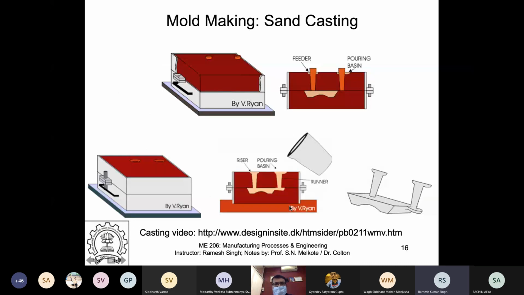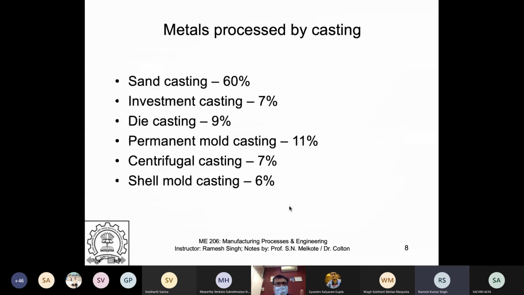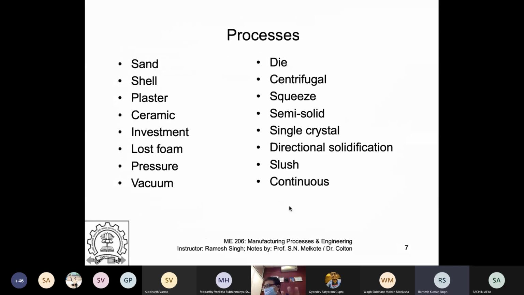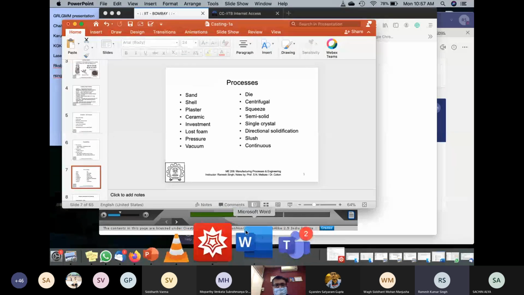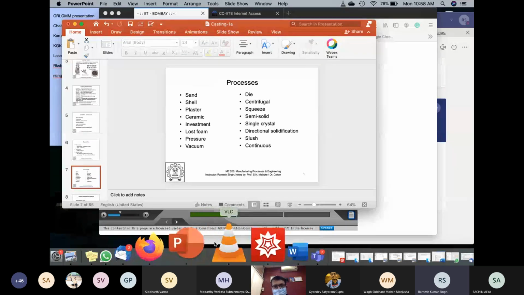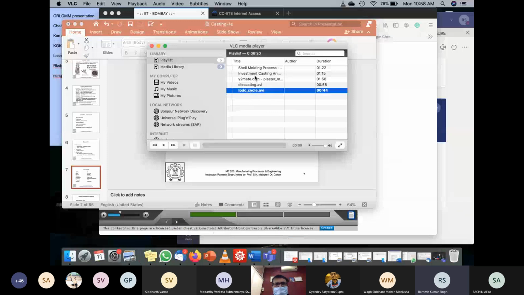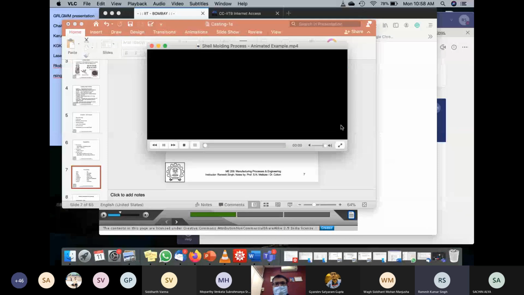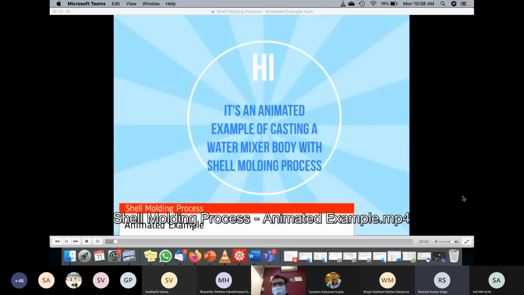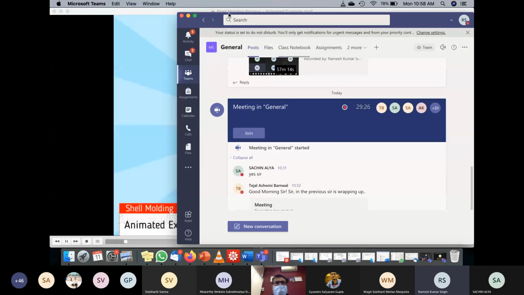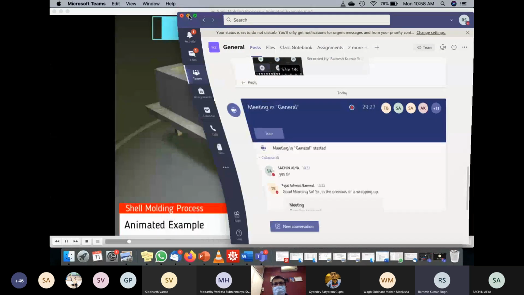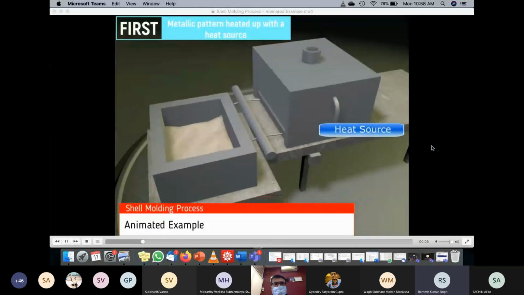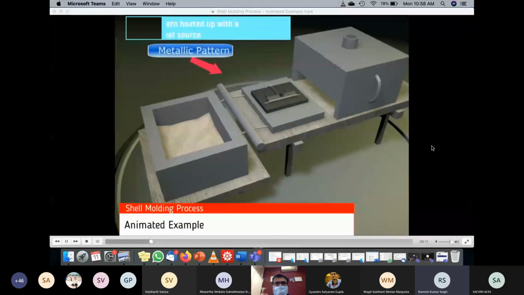So sand casting requires, let me just go ahead to sand casting. I've shown you, right? Now everybody knows what sand casting is. So there are multiple ways to do casting. Sand is just one of them. You can do shell casting. So let me show you some videos of shell casting. Shell casting is also a very interesting process. I'll do the shell molding process. So they take a metallic pattern.